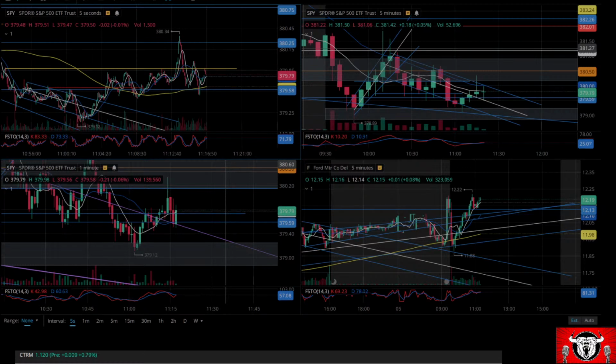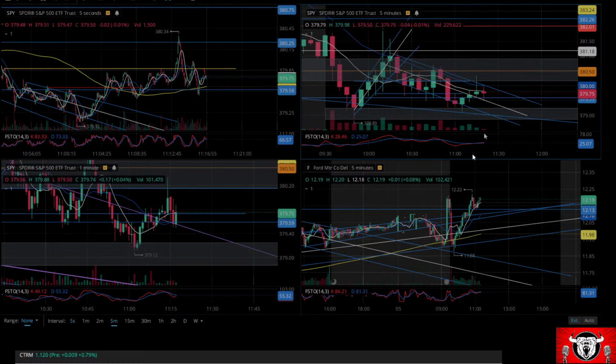Is this an ugly triple bottom? I just did the thing on the triple bottom. Is this the freaking ugly triple bottom?